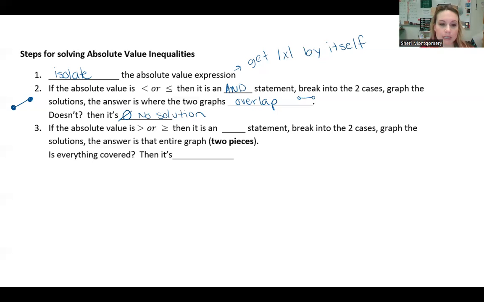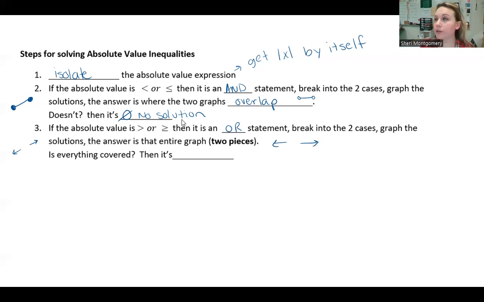The other situation is when you have the greater than symbol. So greater is an or statement. Greater or statement. In this one, you get graphs like this. It's an or statement. This or this. It's two pieces. This or this. Two pieces. I'm going to write it again. This or this. Two pieces.